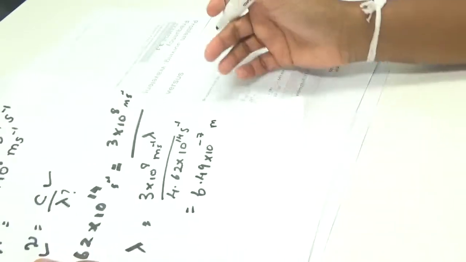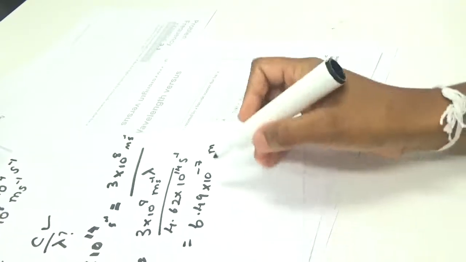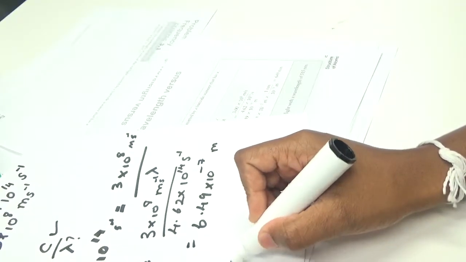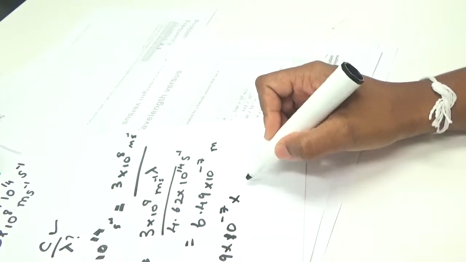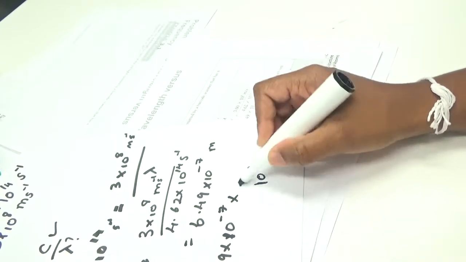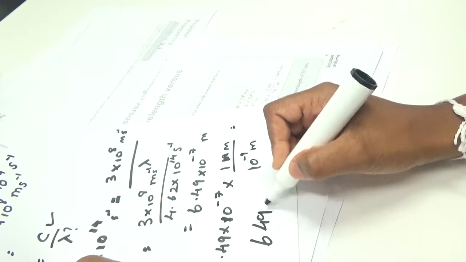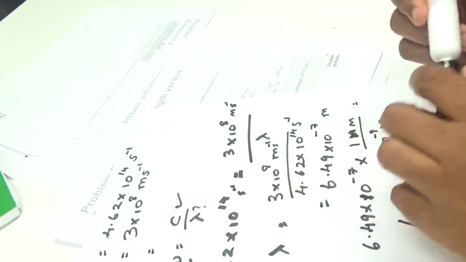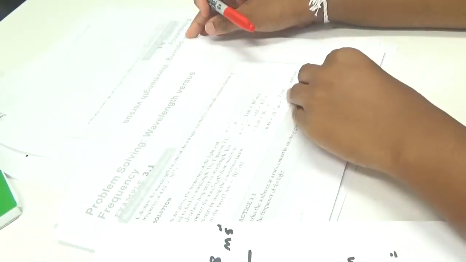But the question asks for nanometers. The relationship is 1 meter equals 10 to the power 9 nanometers. So 6.49 into 10 to the power negative 7 meters, with 10 to the power negative 9 meters equal to 1 nanometer, gives my answer: 649 nanometers. So this is the very first equation we are learning, mu equals c over lambda. With that, we are moving to our next topic, the electromagnetic spectrum.